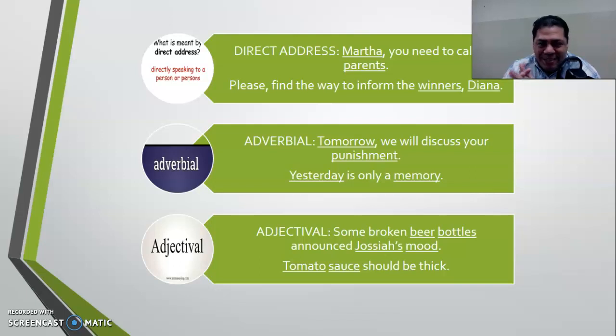Now, the next sentence, you gotta be careful with it. You gotta be paying attention to this. I know it may be a bit complicated sometimes, but yesterday is not an adverbial. Yesterday is only a memory. Now, I told you, yesterday is not an adverbial.